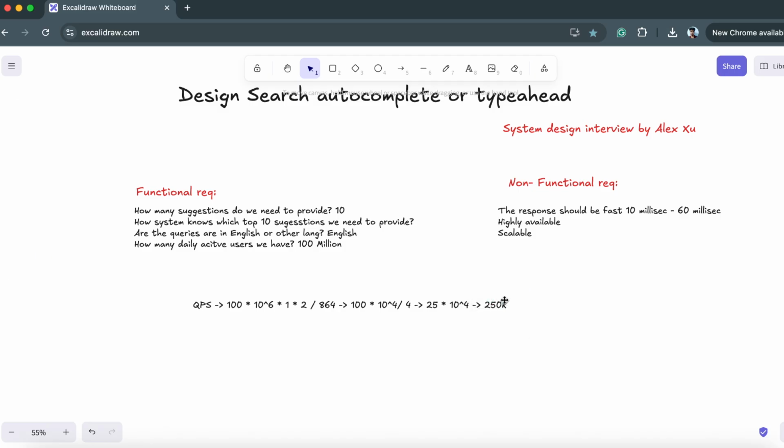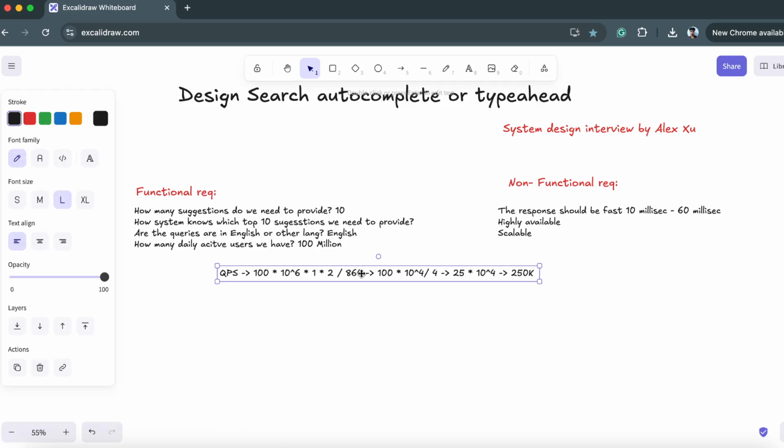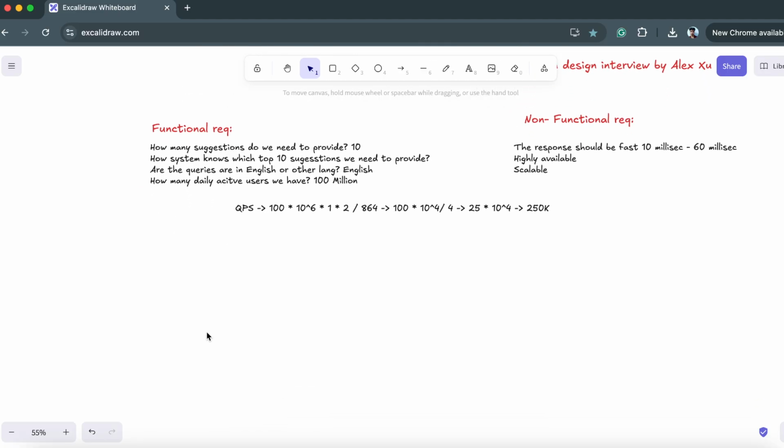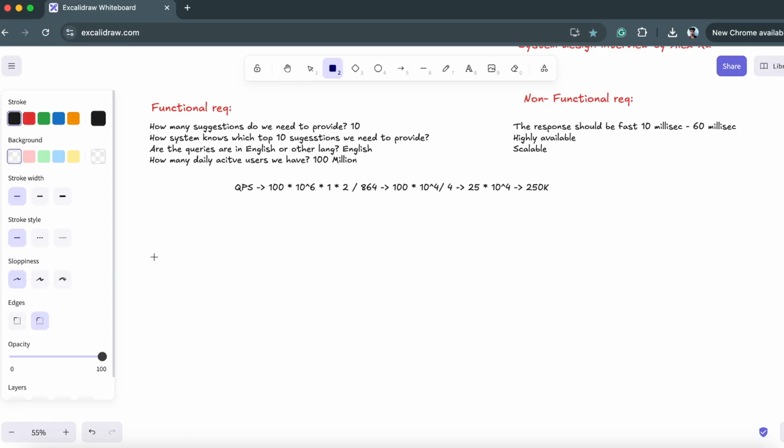So 250k queries per second, and during peak time, let us suppose on a particular day the queries peaked, we can multiply it by 2, so it is going to be 500k requests per second. Now that we have calculated the QPS, let's try to design this type-ahead autocomplete system. Let us suppose these are the users who are making the requests.